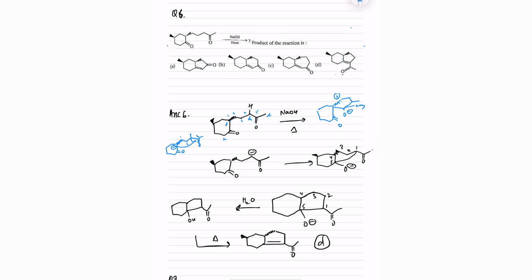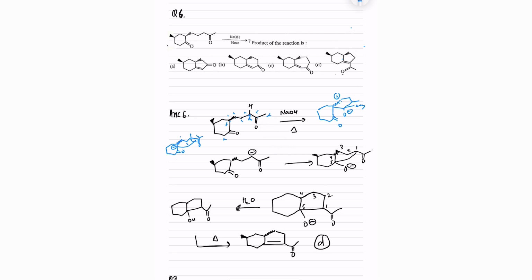Now let's see the products given. None of these compounds is given, so they are not expecting a spiro type of compound. They're expecting a bicyclo compound. So basically, in that case, they are assuming that the hydrogen will not go from here. Instead, it will go from the other side, from the open chain.